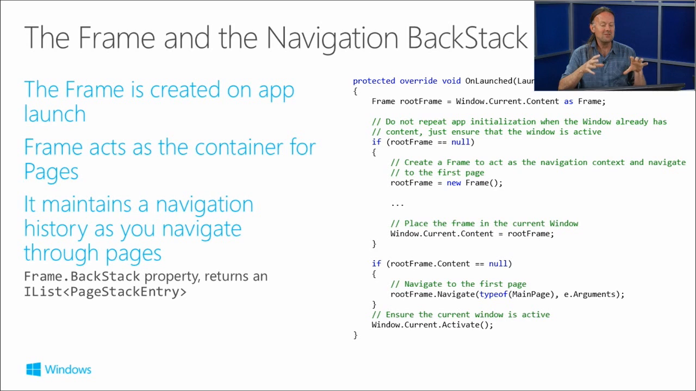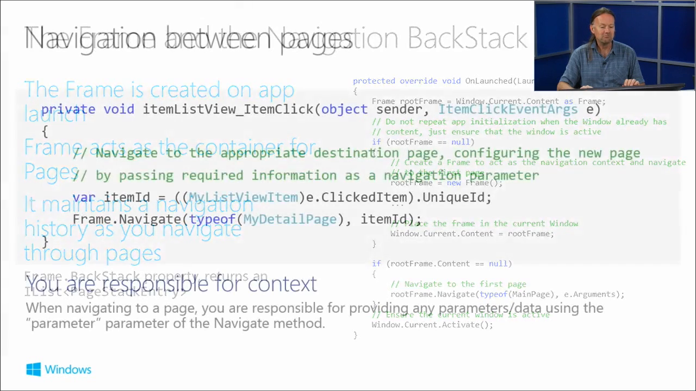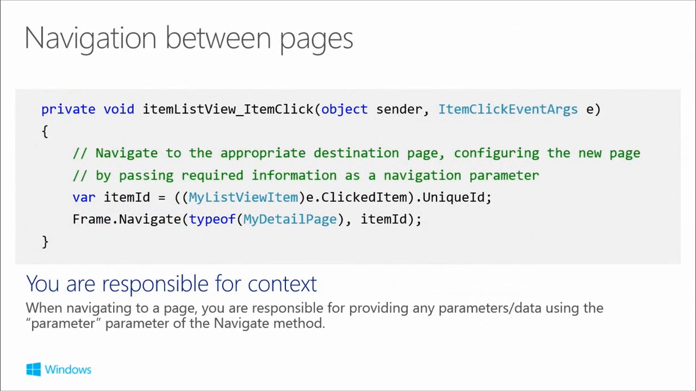The frame is the container for these pages, so it not only navigates to the first one, but also keeps track as you move through different pages. It maintains the navigation history. There's a property on Frame called BackStack, which returns a list of PageStackEntry objects. A PageStackEntry encapsulates a forward navigation through different pages in your app. OnLaunched navigates to your first page, and then as the user does stuff in your app, you're probably going to want to navigate. A typical one is where you show a list. Lists are coming up in the next module.